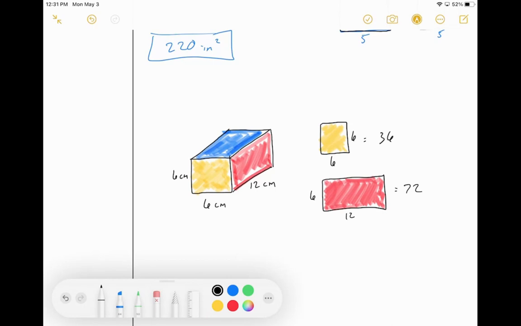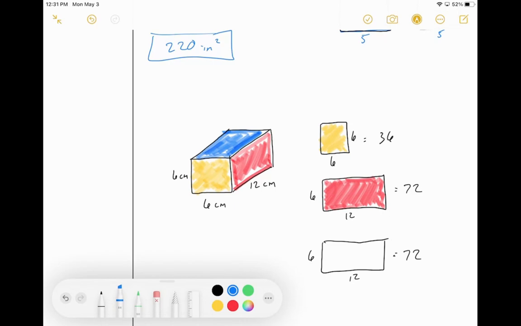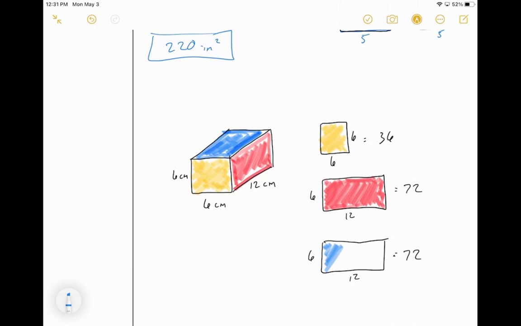Now, I can either add those all up right now and then double it, or I can double each one. So remember, on the yellow side, there's 2. There's a front and a back. So I'm going to say times 2, which is going to be 72. There's a right and a left, the red ones. So that's times 2. So that's going to give me 144. And this blue one, there's a top and there's a bottom. So I'm going to multiply that by 2, and I'm going to get 144 as well.